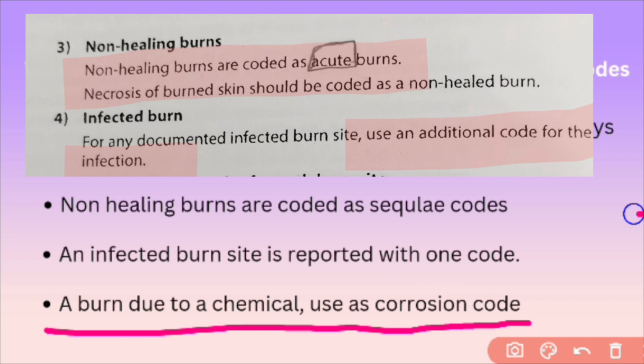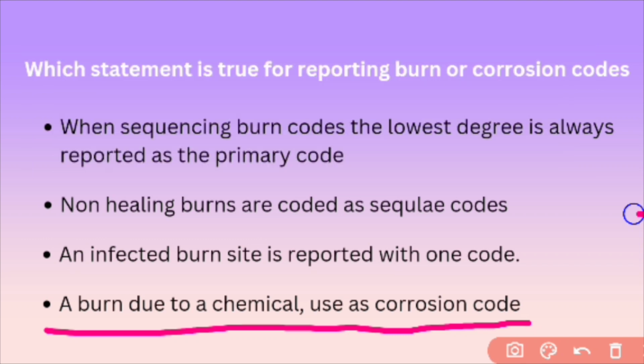Second statement, non-healing burns are coded as sequela codes. So this statement is wrong. In the ICD book, it is given that non-healing burns are coded as acute burns, not as sequela codes. Third statement, an infected burn site is reported with one code. This statement is also wrong because an infected burn site is reported with two codes. First is the burn site and second is the infection. So it will not be reported with one code. The last statement is the correct statement, where the burn due to a chemical is reported as a corrosion code.